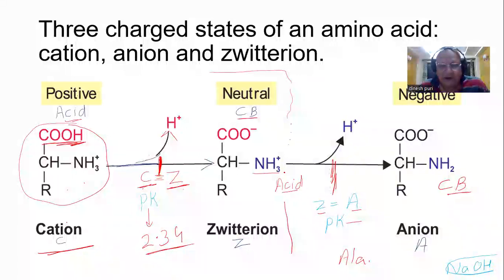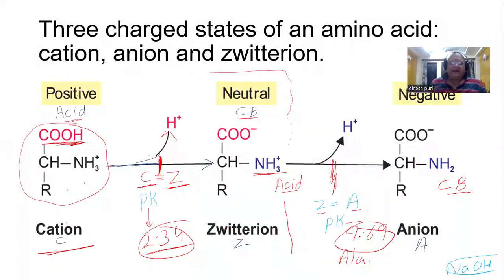Because this corresponds to dissociation of the amino group. And the pK of the amino group is 9.69. Again, far removed from the physiological pH, so it will not act as a buffer at the physiological pH. So alanine cannot act as a buffer at the physiological pH within our body. It can act as a buffer at these two, but that is of no use as a buffer within our body.